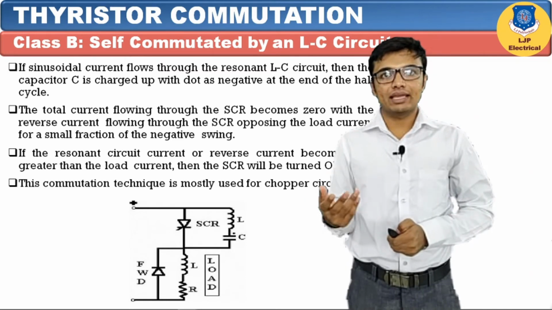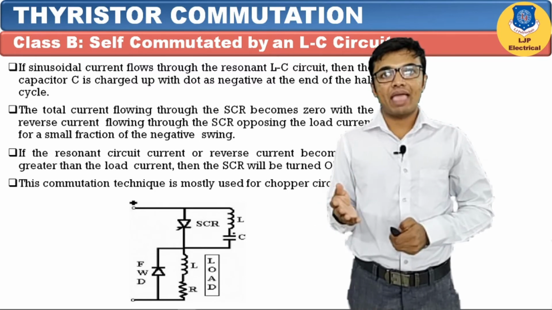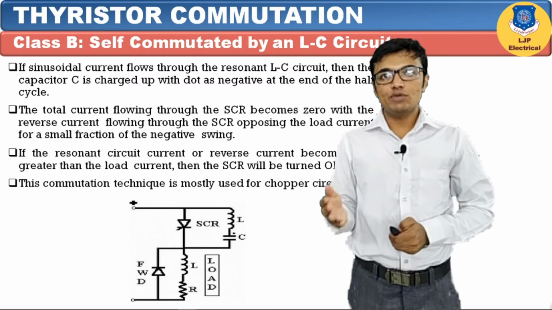This commutation technique is widely used for chopper circuits, and a chopper is a device which converts a DC supply into a variable DC supply.